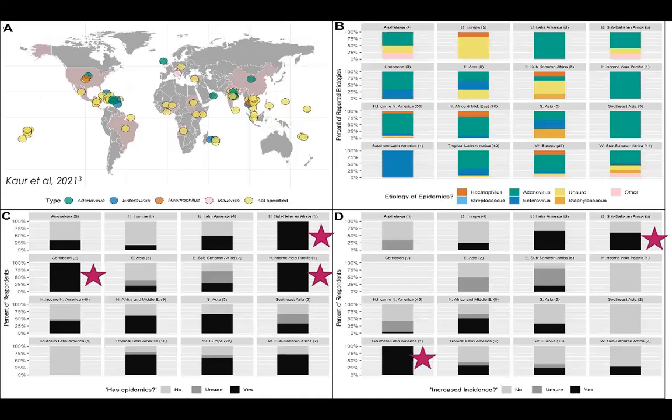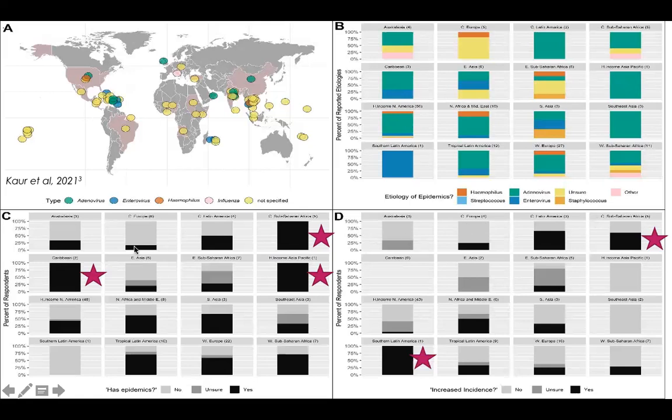The survey that I'm talking about noted the presence of pink eye in 15 out of the 16 total regions represented. 21% of the respondents also reported an increasing incidence in infectious conjunctivitis over the past decade. So that's down here in figure D. And it looks like the highest incidence of pink eye outbreak over the last decade was shown in Southern Latin America and Sub-Saharan Africa.